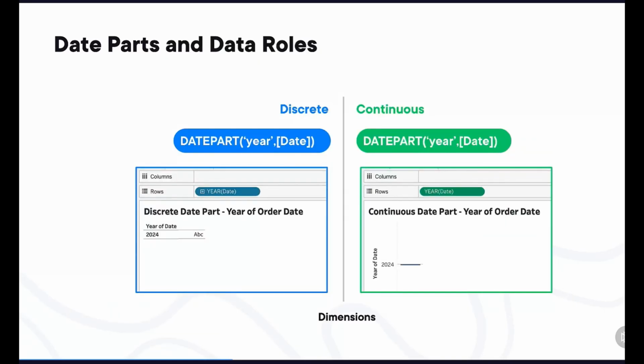Let's talk about date parts and their data roles. All of the date parts we just saw are dimensions and could either be used in Tableau view as discrete or continuous pills. When we use a discrete date part, like the year of date, Tableau will draw a header as shown on the left. And when we use a continuous date part, like the year of date, Tableau will draw an axis as shown on the right. When you use a date part in Tableau, it automatically uses the date part function.